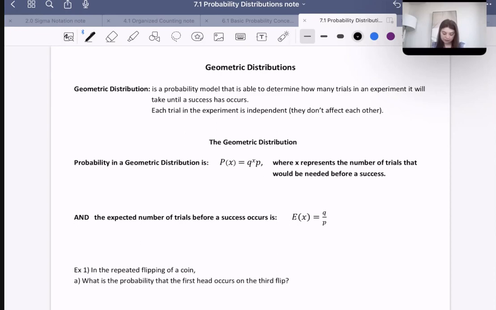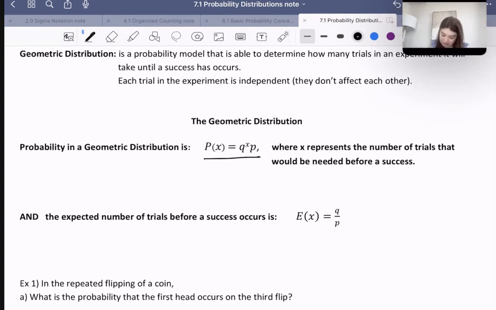So here's the probability in the geometric distribution. It's expressed as probability of x is equal to q to the power of x times p, where x represents the number of trials that would be needed before a success. In this case, we don't have any combination here because the order does matter, right? This is the number of failures that would have to happen. Sorry, x is the number of failures that would have to happen. Q is the probability of one failure, and p is the probability of a success.